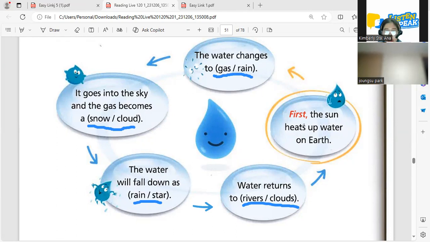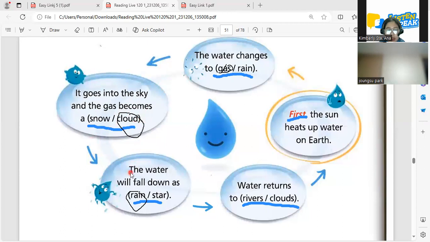Okay, so let's start with the first. Let's read, Jimin. First, the sun heats the water on Earth. So, the water changes to gas. Yes, very good. Circle this one. Good job. It goes into the sky and the gas becomes a cloud.